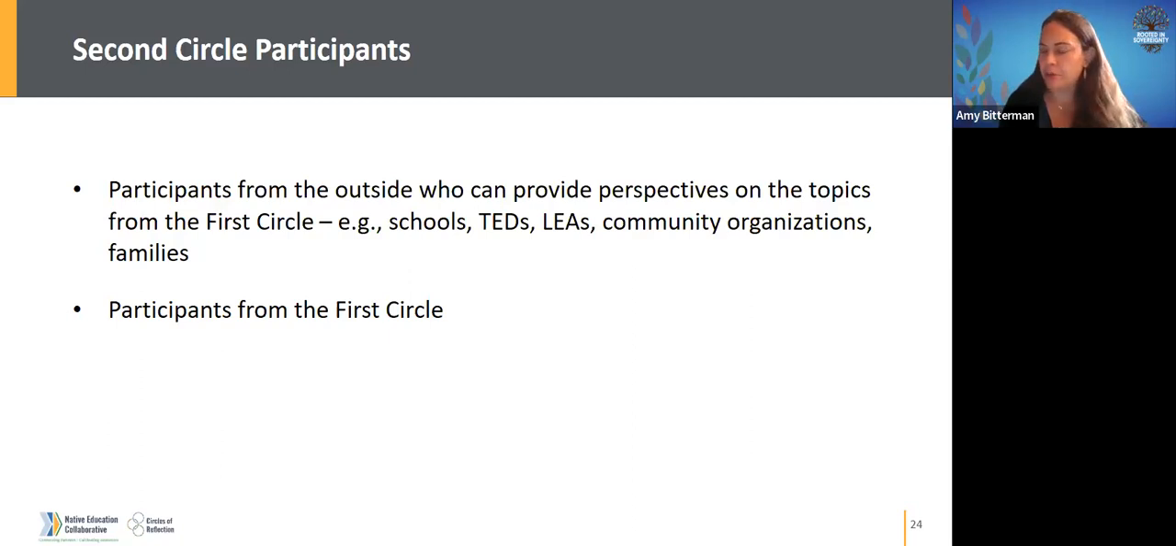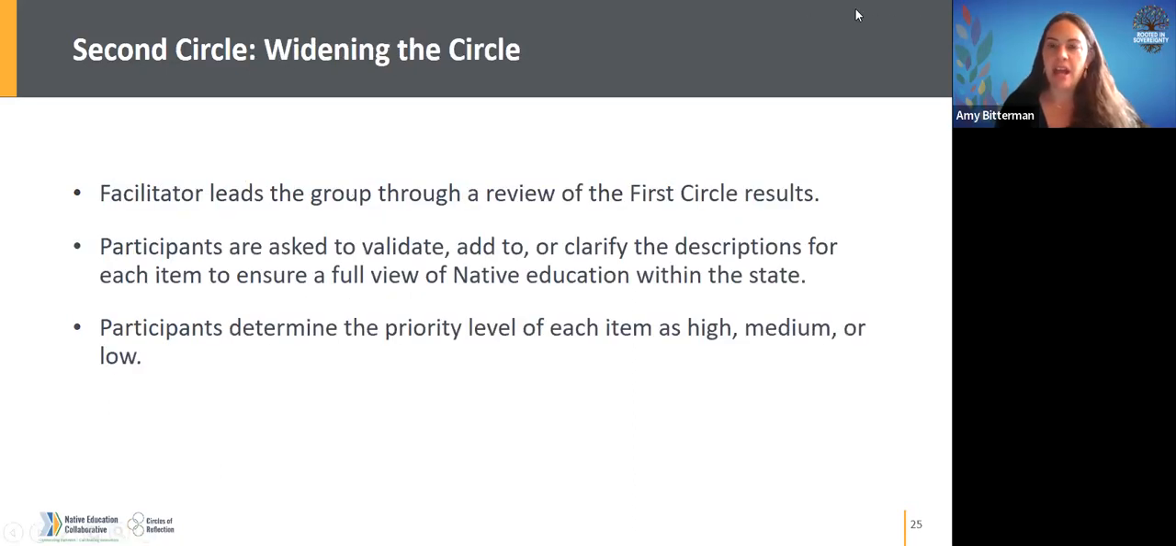I think I've already talked a little bit about the second circle, where you would then bring in those who are from outside of that first circle group. So in the case of the SEAs, bringing in tribes, districts. One of the states that we worked with had community and parents, and had some discussions with them as part of all of this as well. And then, of course, the first circle folks are there just to really listen and hear what these others have to say and how they want to add, validate, clarify the information that those first circle participants laid out.